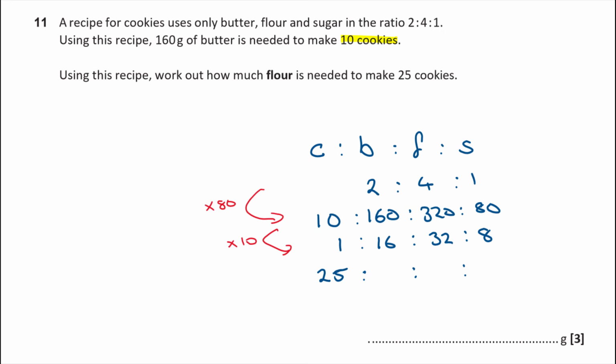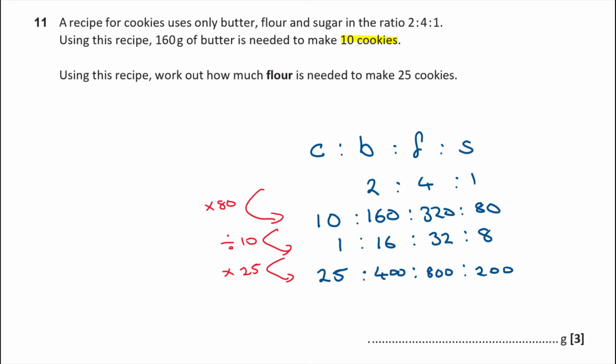Now that's the amount I need for 1 cookie. So if I then want to go from 1 cookie to, I should have written divide there, I was dividing by 10, not timesing. So divide by 10, I'm going to get that, and then times by 25, I'm going to get the amount I need for 25 cookies. So 16 times 25 is 400. So I'm going to need 400 grams of butter. 32 times 25, that's going to give me 800 grams of flour, and 8 times 25, that's going to give me 200 grams of sugar.